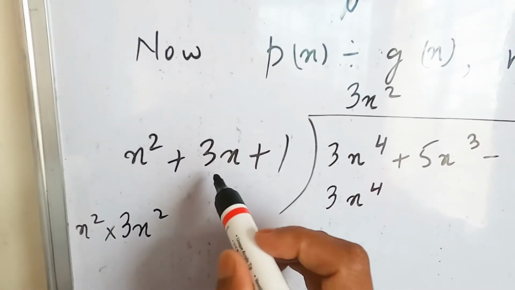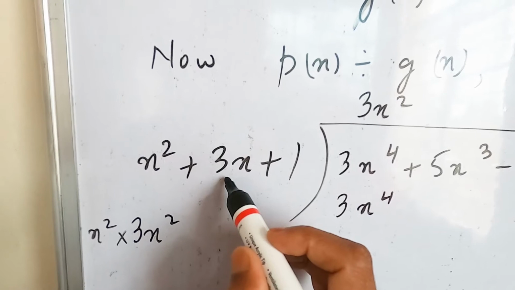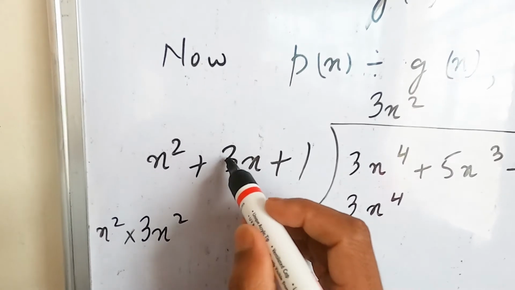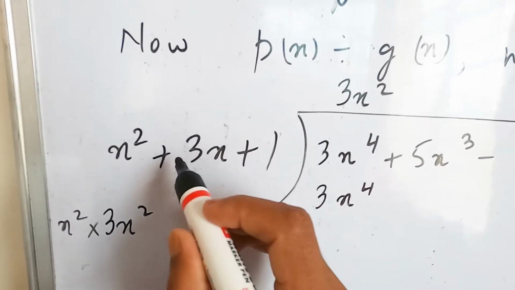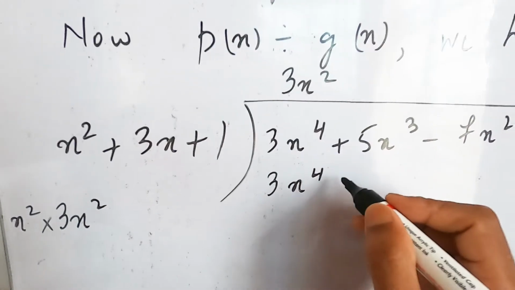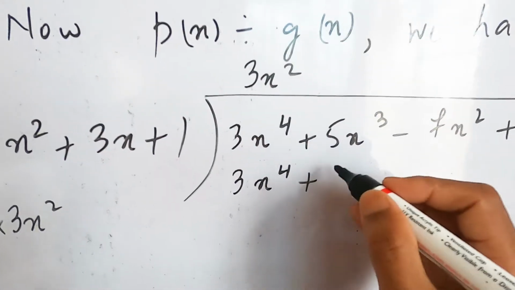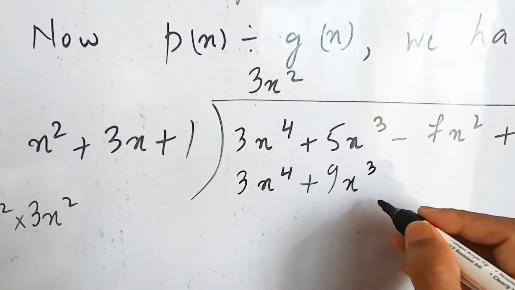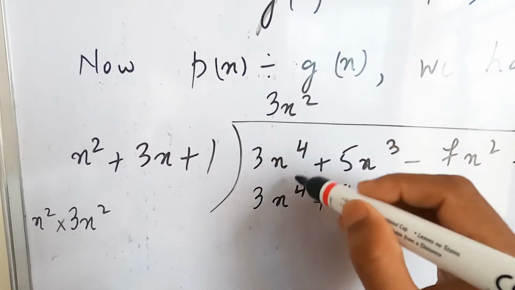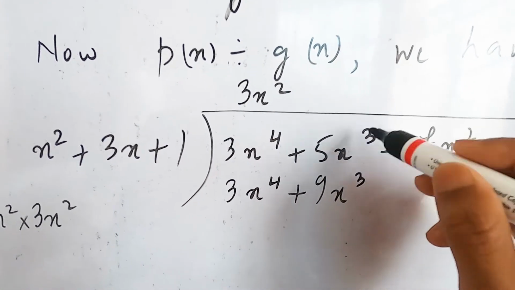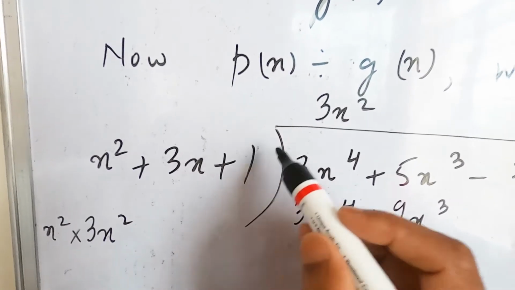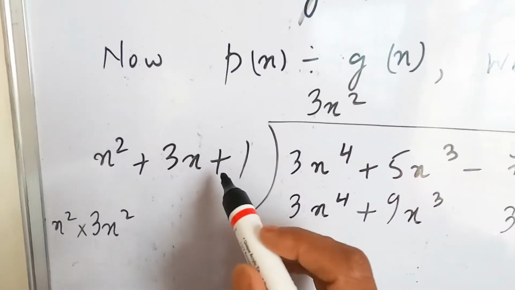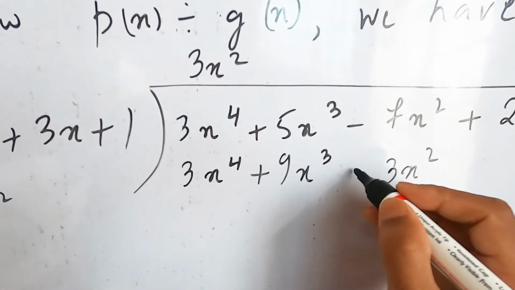All right, so now next what we will do is for the second term we will multiply with the quotient. So 3x into 3x square, since this is plus, so plus into plus will be plus, so 3 into 3 will be 9, and x into x square will be x cubed. All right, so the powers should be the same according to the term. All right, next 1 into 3x square, we will be getting 3x square, and you just check the sign, plus into plus will be plus.